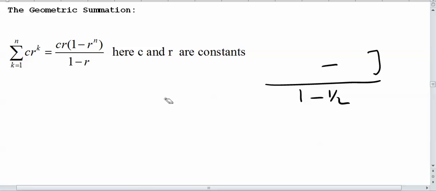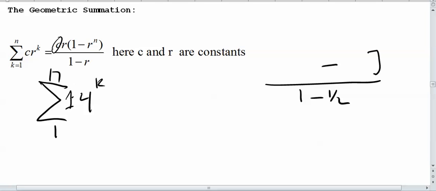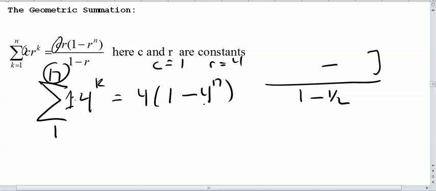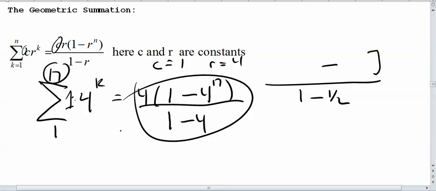All right, so here's another example. Suppose I have summation 1 to 17, and I have 4 to the k. Now in this case, the c is a 1. C is just some number that's in the front. Sometimes you don't have anything. So c is just a 1. R is a 4. So here's the formula: 4 times 1 minus 4 to the n, which is 17, all that divided by 1 minus R. Again, you could clean this up using your calculator.